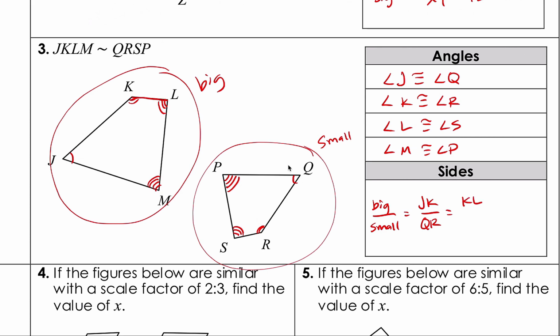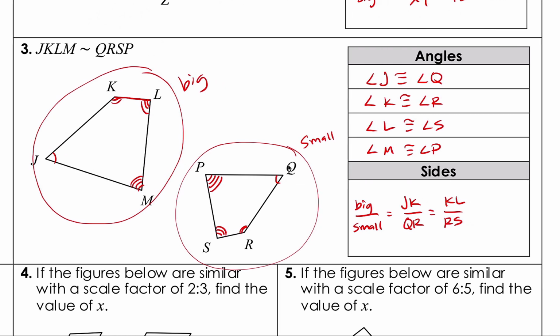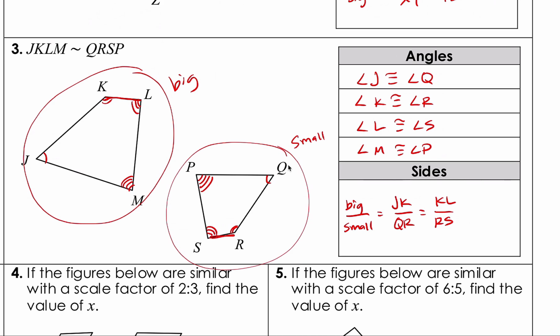on the big quadrilateral. And that matches with RS. See that? KL and RS. And now let's go to the next side. Let's do LM. LM, and that corresponds on the small triangle to SP. SP. Okay. And then the last side that we didn't do, MJ. Right? MJ will correspond to PQ. PQ.